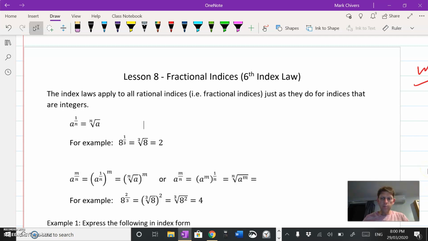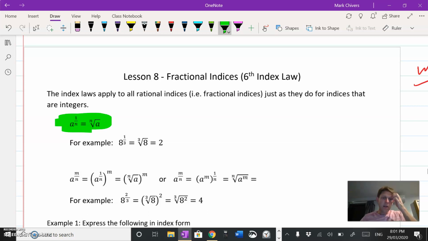Okay, so for this lesson, we're moving into fractional indices. This is something you probably haven't seen before. It's the sixth index law, and it's closely related to surds, which was the front of this topic. So it links this work we've been doing on indices with what we've been doing with surds. And what happens with our fractional indices is this situation here.